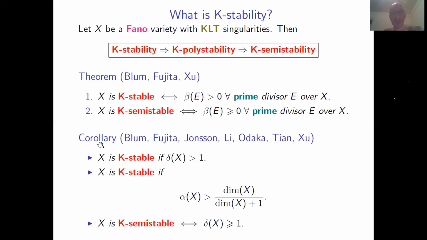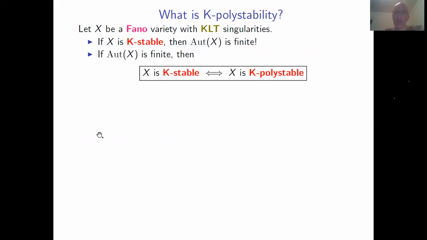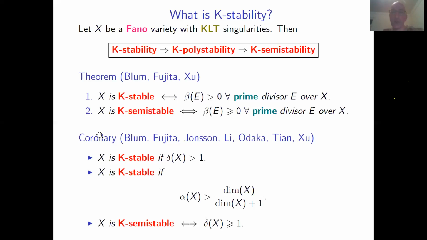So anyway, we have this nice corollary. We will go back to this corollary a little bit later. But anyway, let's continue. Here we have a very clear algebraic condition, computable in many cases explicitly, for K-stability. K-polystability is more subtle.